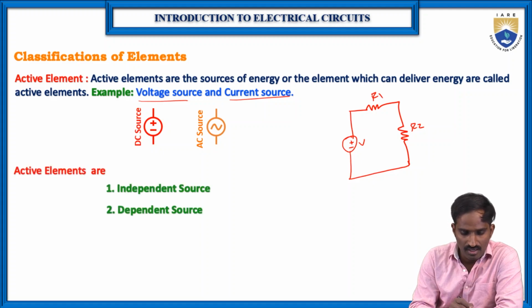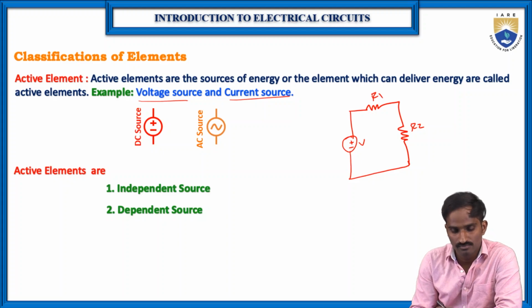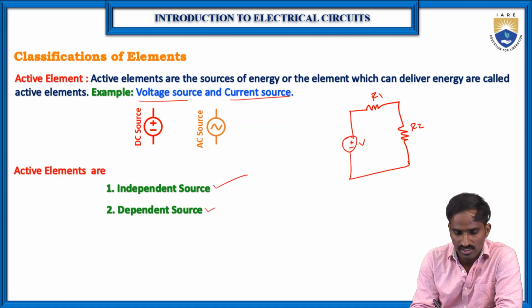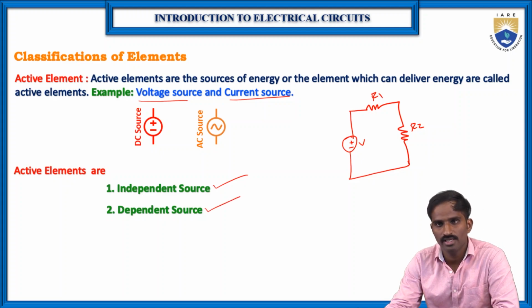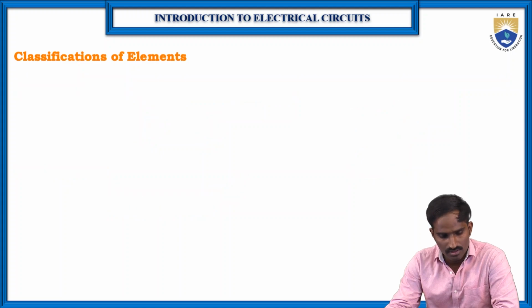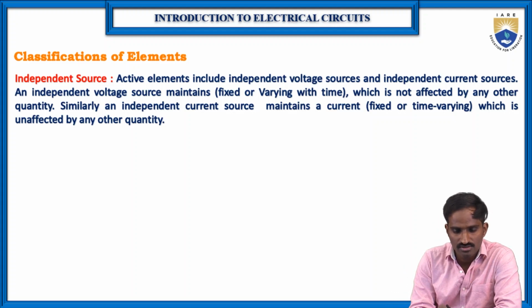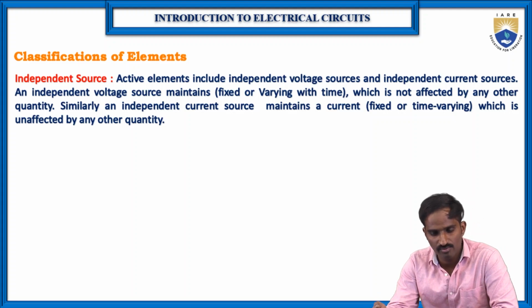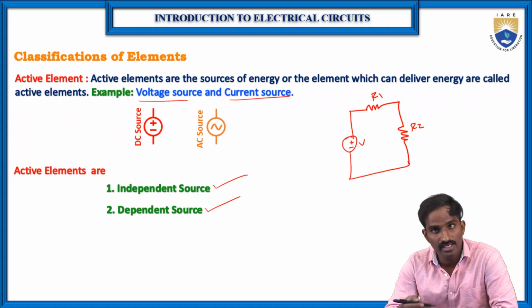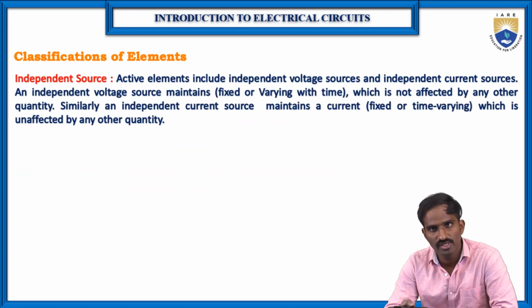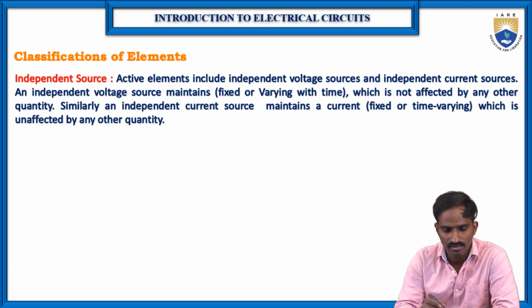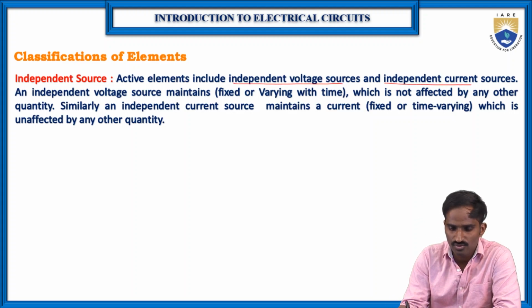Again, these active elements are classified into independent source and dependent source. Here the names themselves, as you can see, give the idea. First let us go with the independent source. Active elements include the independent voltage source as well as the independent current source, because the active elements are voltage source and current source. And again in the active elements, the classification is independent source and dependent source. Coming to the independent source, there is an independent voltage source and an independent current source also.